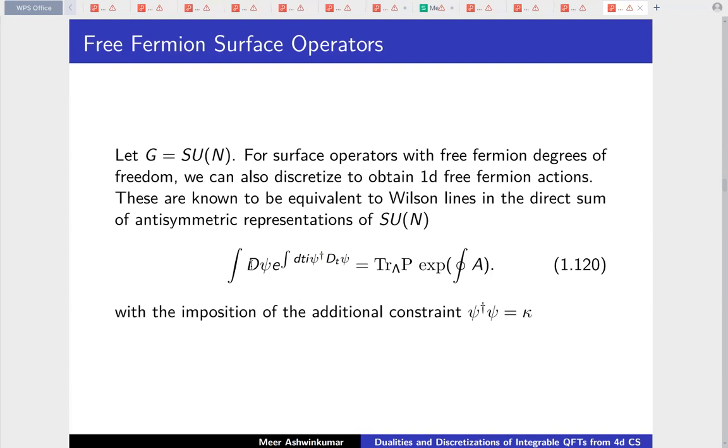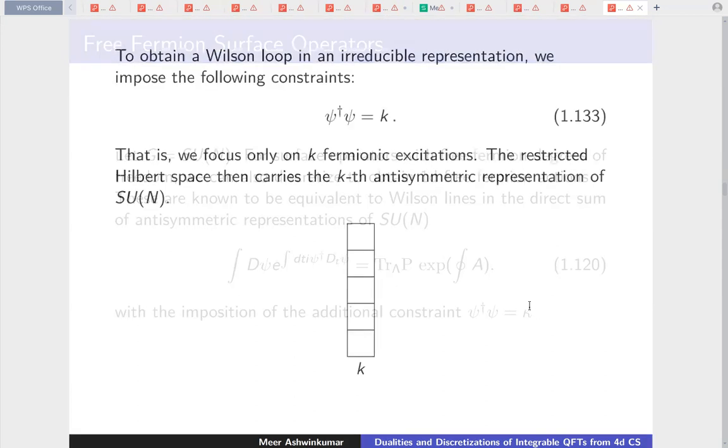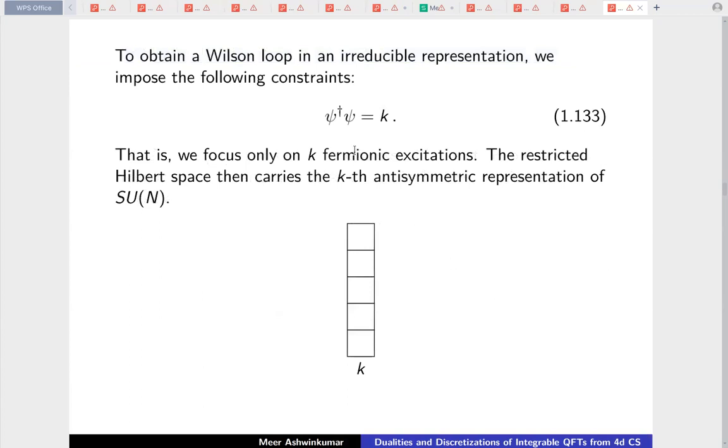But if we want to obtain an irreducible representation, we can impose a particular constraint such that psi dagger psi is equal to some constant kappa. And this is well known. If I just impose the constraint such that psi dagger psi is equal to an integer k, then we find that we are focused on only k fermionic excitations of the vacuum, and the restricted Hilbert space then carries the kth antisymmetric representation of SU(N).